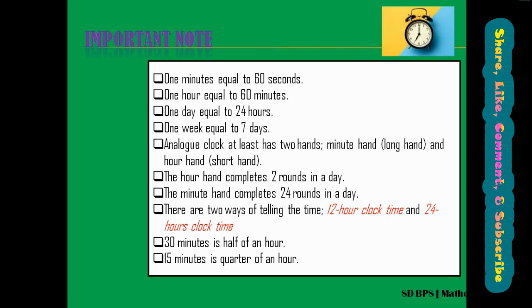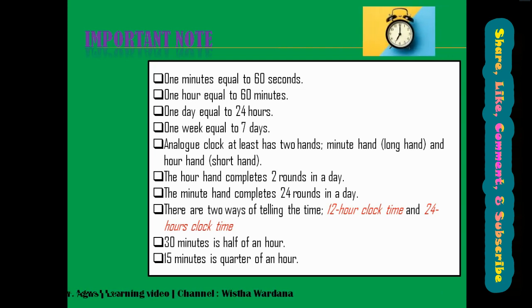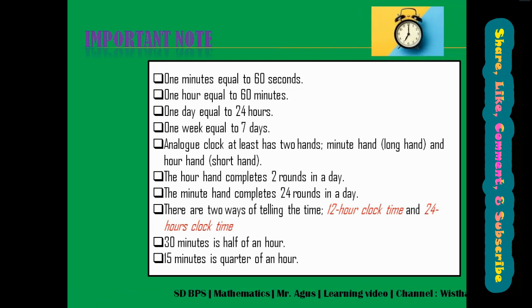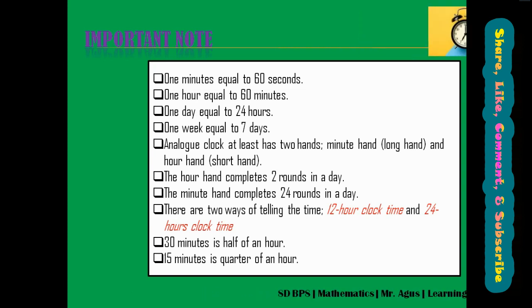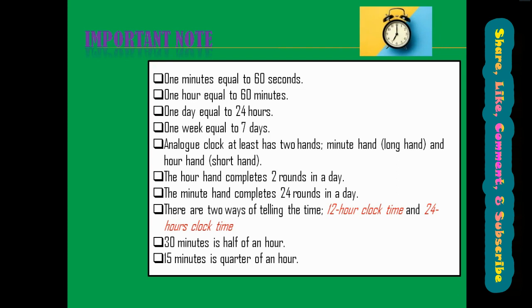There are 2 ways of telling the time: 12-hour clock time and 24-hour clock time. 30 minutes is half of an hour. And then the last one is 15 minutes is a quarter of an hour. Okay, let's continue.